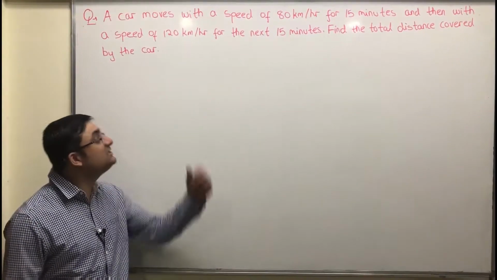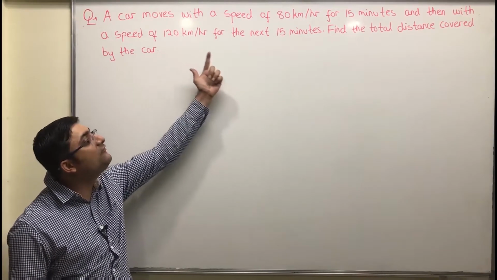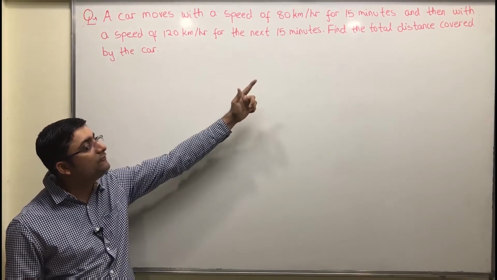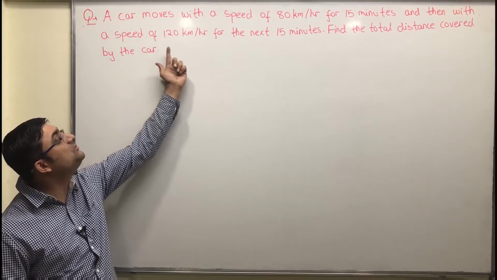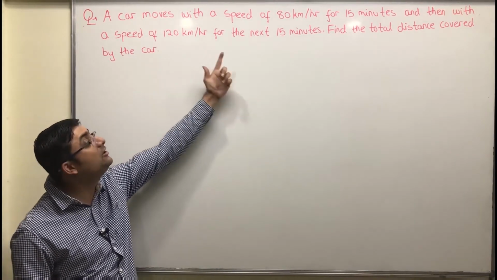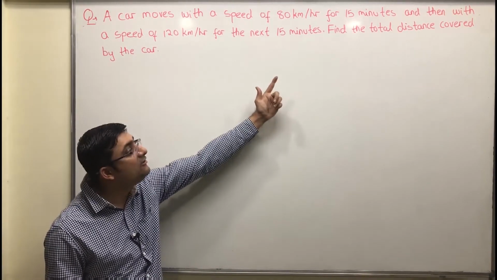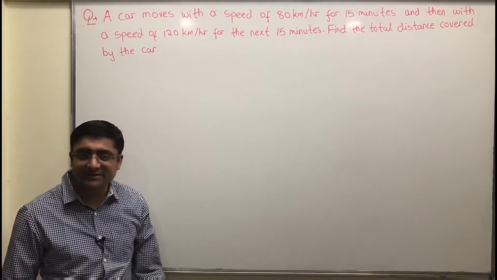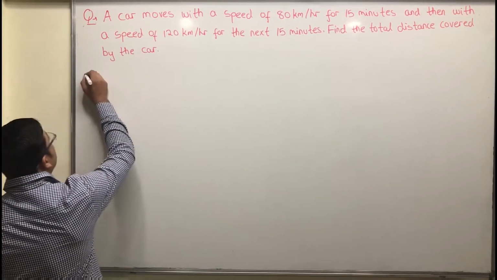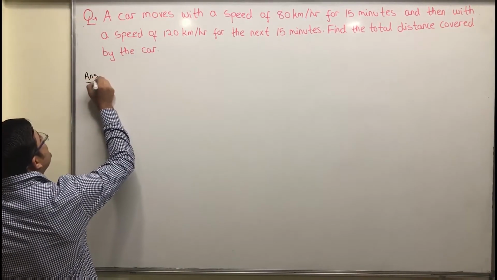So let's read the question. A car moves with a speed of 80 kilometers per hour for 15 minutes and then with a speed of 120 kilometers per hour for the next 15 minutes. Find the total distance covered by the car. So let's begin. Let's try to visualize this problem.